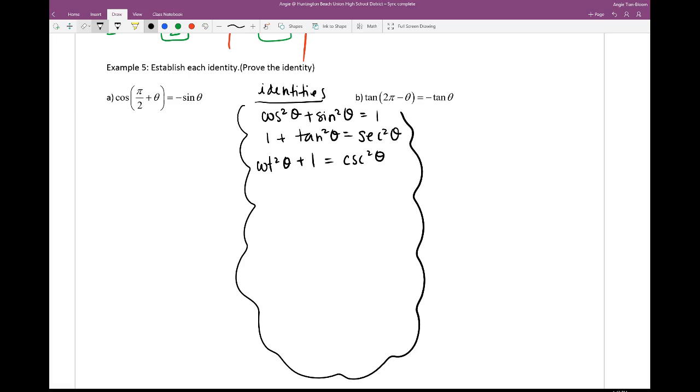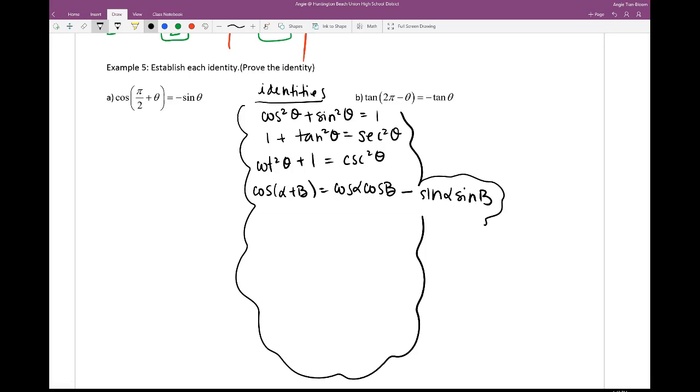Now the new one, the sum and difference. It's cosine of alpha plus beta equals cosine of alpha times cosine of beta. I need more space, so let me erase this. Okay. All right. So in cosine, we switch. So now it's sine of alpha times sine of beta.